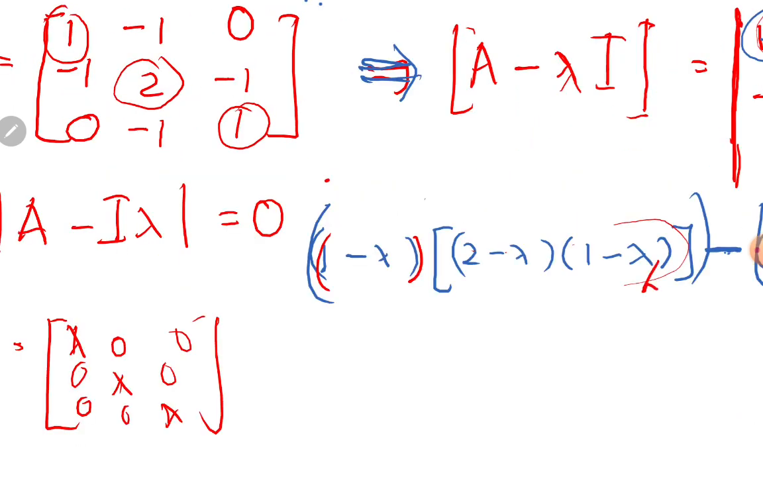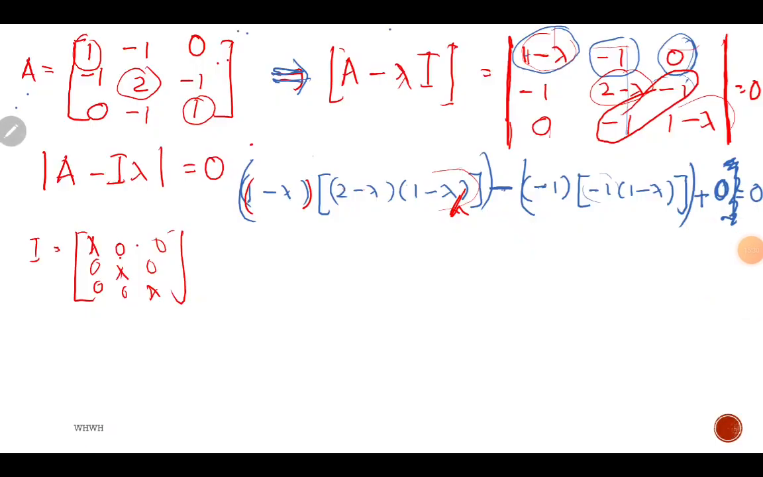Sepatutnya dia kena tolak dengan negatif 1 darab negatif 1 ni. So sepatutnya dia kena tolak 1 tu. So saya dah tersilap kat situ. So by right dia adalah 1 tolak lambda darab dengan 2 tolak lambda darab dengan 1 tolak lambda tolak 1. Barulah lengkap untuk the first cofactor. Untuk the first term ni yang kita nak darab dengan 1 minus lambda ni. And then minus with, yang ni betul lah, negatif 1.